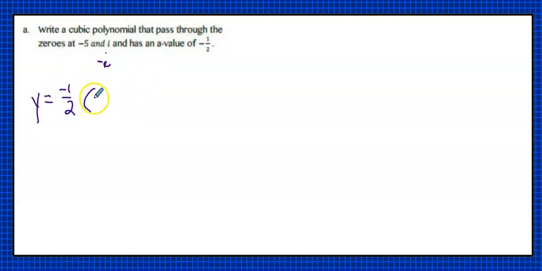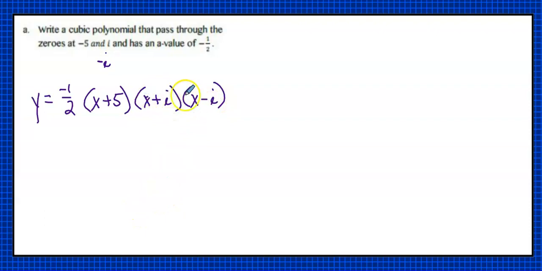Excuse me, they have x plus 5 because it's at negative 5. And then x plus i, which is minus this number, because remember it's always x minus whatever the root is, and x minus i. So we need to multiply these things out to get standard form because we can't graph this. We cannot put this in Desmos or on our calculator.